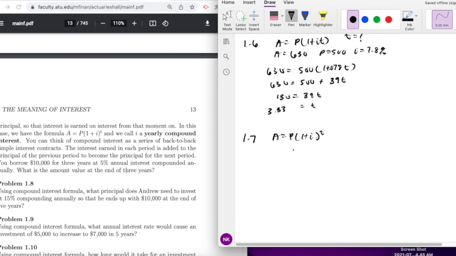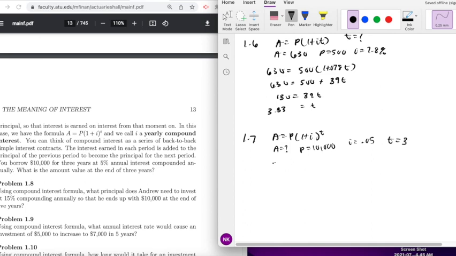Let's say you borrow $10,000 for 3 years at a 5% annual interest rate, compounded annually. What is the value at the end of the 3 years? So we're basically just asking for A. We're looking for A here. The principal amount is going to be $10,000. The interest rate we said was 5%, which is 0.05. T is going to be 3 years.